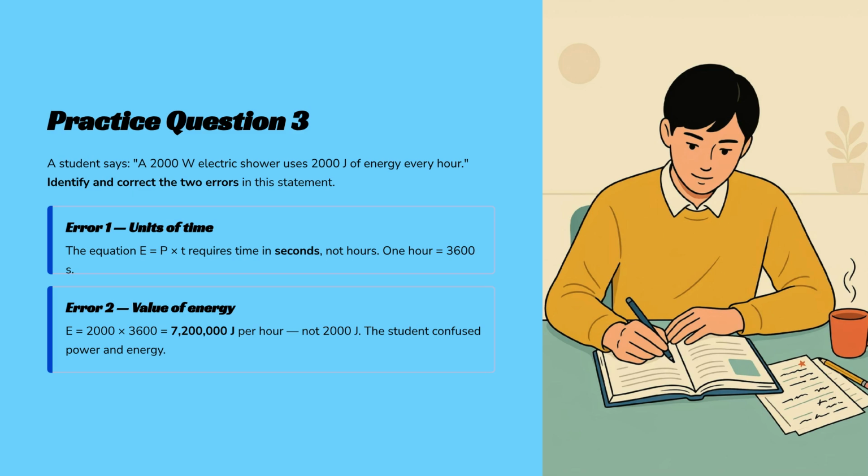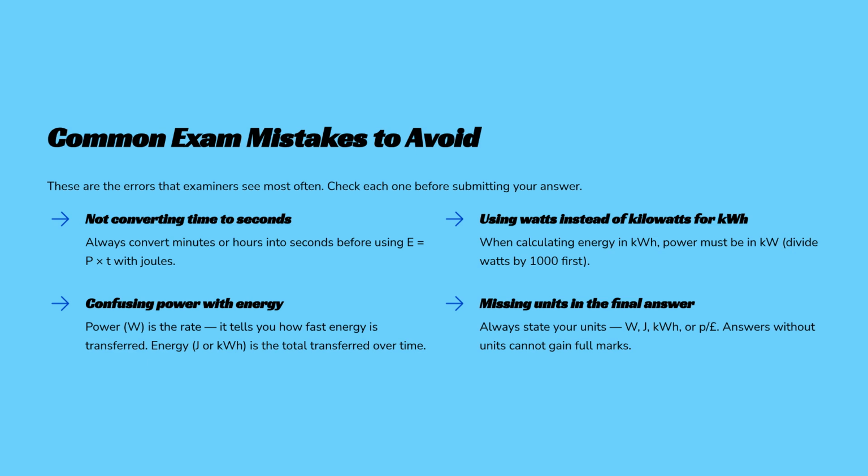Watch out for common errors. If a student claims a 2,000 watt shower uses 2,000 joules every hour, they are wrong. They must convert hours to seconds and realize the energy value is much higher. Final advice? Watch your units. Convert time to seconds for joules. Use kilowatts for kilowatt-hours, and always differentiate between power and total energy. Good luck with your studies.